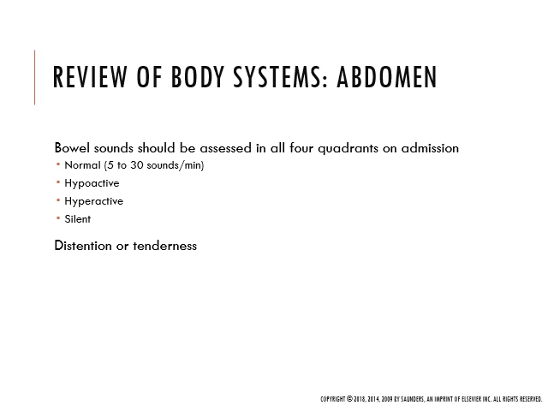When we move to the abdomen, we want to assess all 4 quadrants. Normal is 5 to 30 sounds per minute. If it's less than that, then they would be hypoactive. If it's more than that, they would be hyperactive. And if you don't hear anything, then that's absent bowel sounds or silent bowel sounds. And hypoactive and absent, there's a big difference, okay?